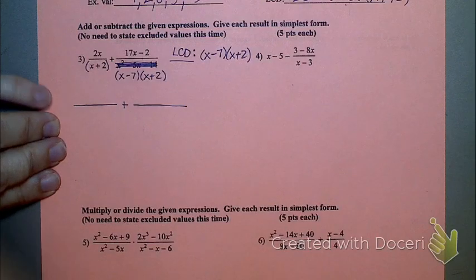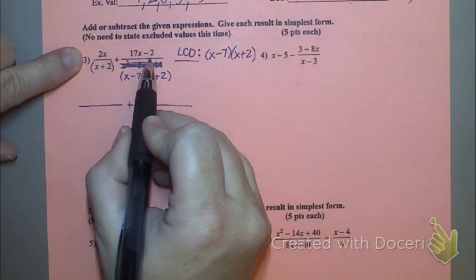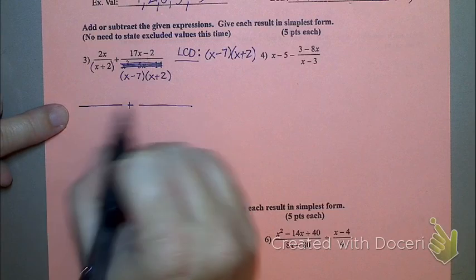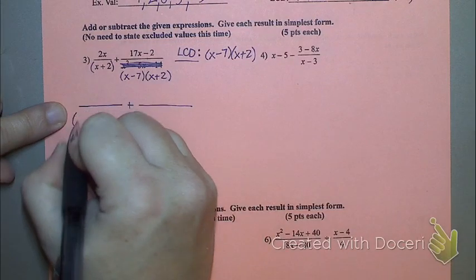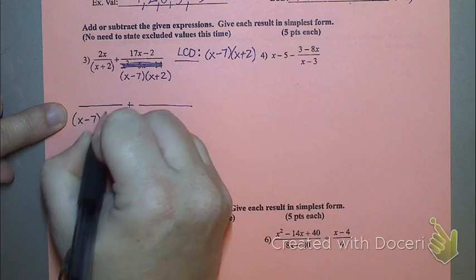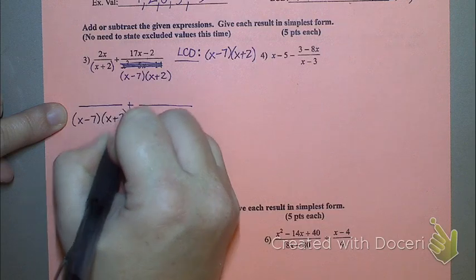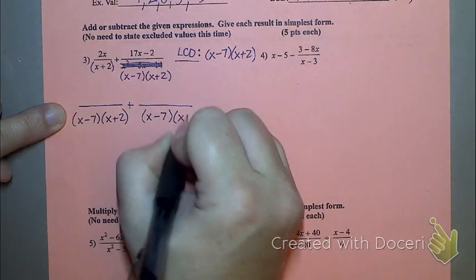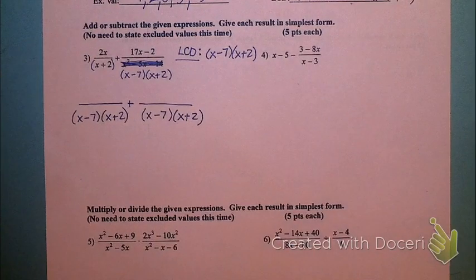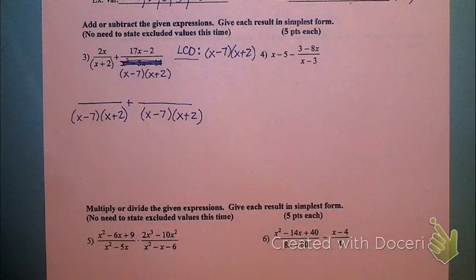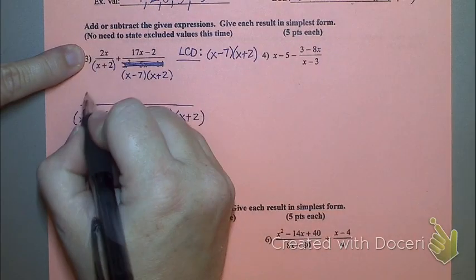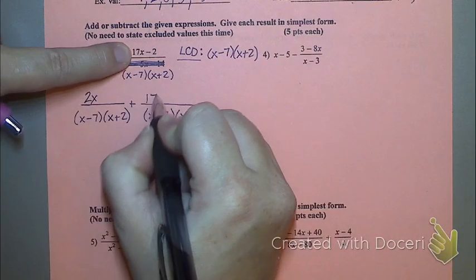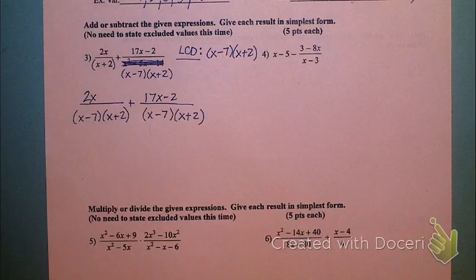Okay? I have two fractions I'm trying to add. I can't add them unless they have a common denominator. So I'm going to write it as two fractions with a common denominator. And that common denominator I'm going to use is the least common denominator. So far, so good? Now, some people just said, oh, okay, now I'm just going to bring down the 2x and the 17x minus 2 and go from there. Problem. What's the problem there?